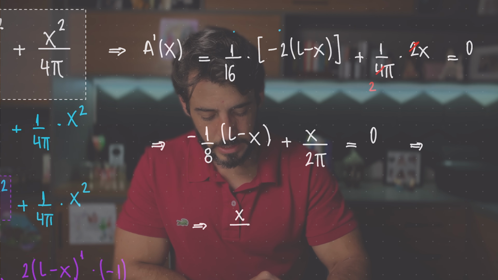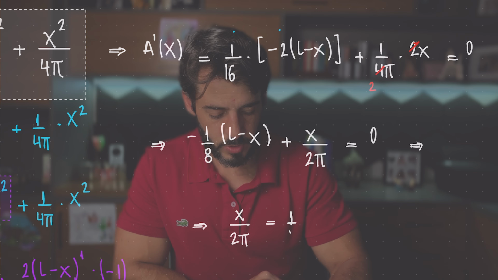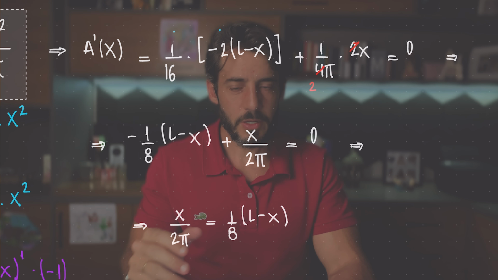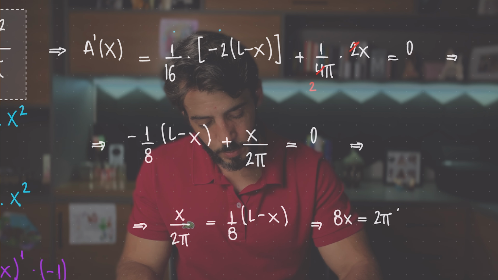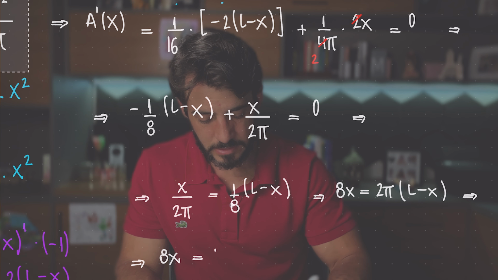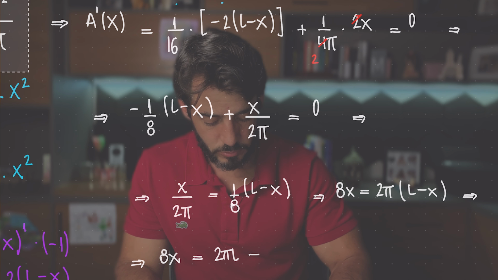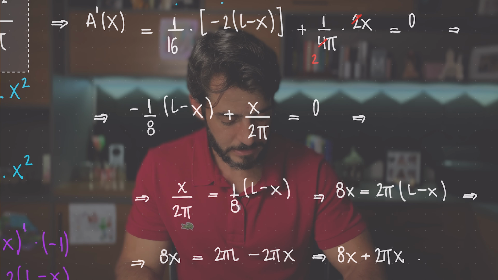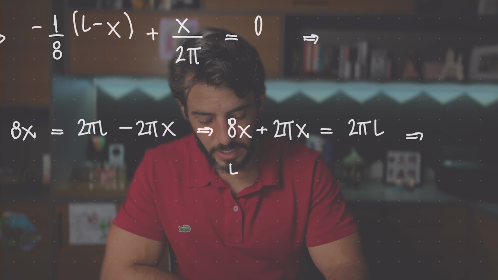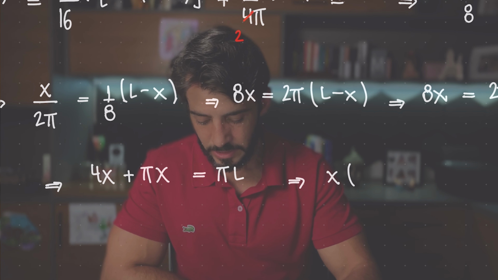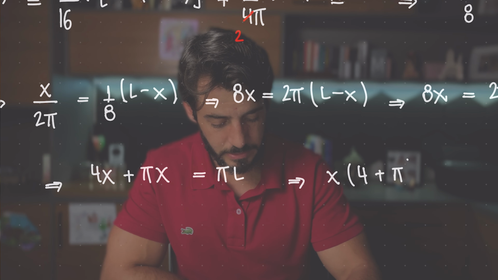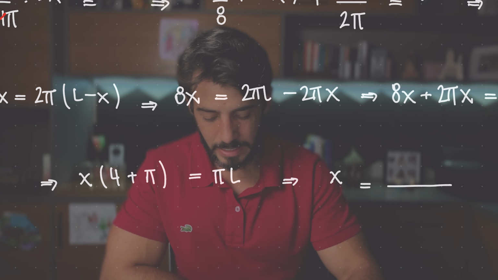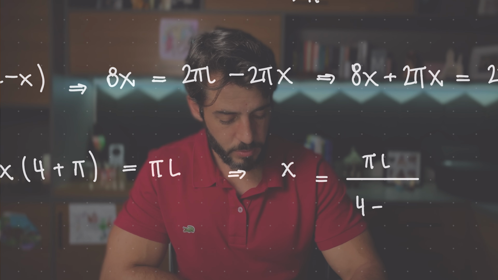Now, we can rewrite it as x over 2 pi equal to 1 over 8 (L - x). We can cross multiply the 8 and the 2 pi, which gives us 8x equal to 2 pi (L - x). So 8x is equal to 2 pi L minus 2 pi x, which means that 8x plus 2 pi x is equal to 2 pi L. We can divide everything by 2 and factor out an x on the left hand side. So we have (4 + pi) times x equal to pi L, which means, and right now this is our critical point, x is equal to pi times L over 4 plus pi.